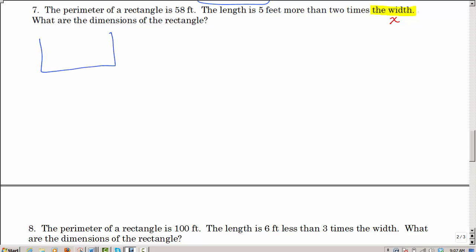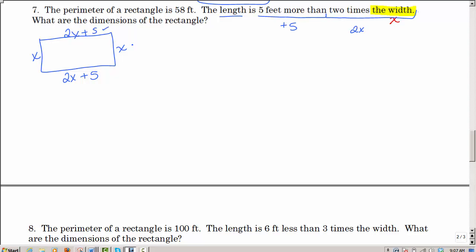Right? So the way I'm going to define my variable is I'm going to draw a picture and I'm going to label my width as the short side. Now yes, over here is also x. The length is 5 feet more than. That means I'm going to add 5, but not just to x, 5 feet more than 2 times the width. That's 2x, 2 times the width. So the length is 5 feet more than 2 times the width. Now the width is just x, the length is 5 feet more than 2 times.